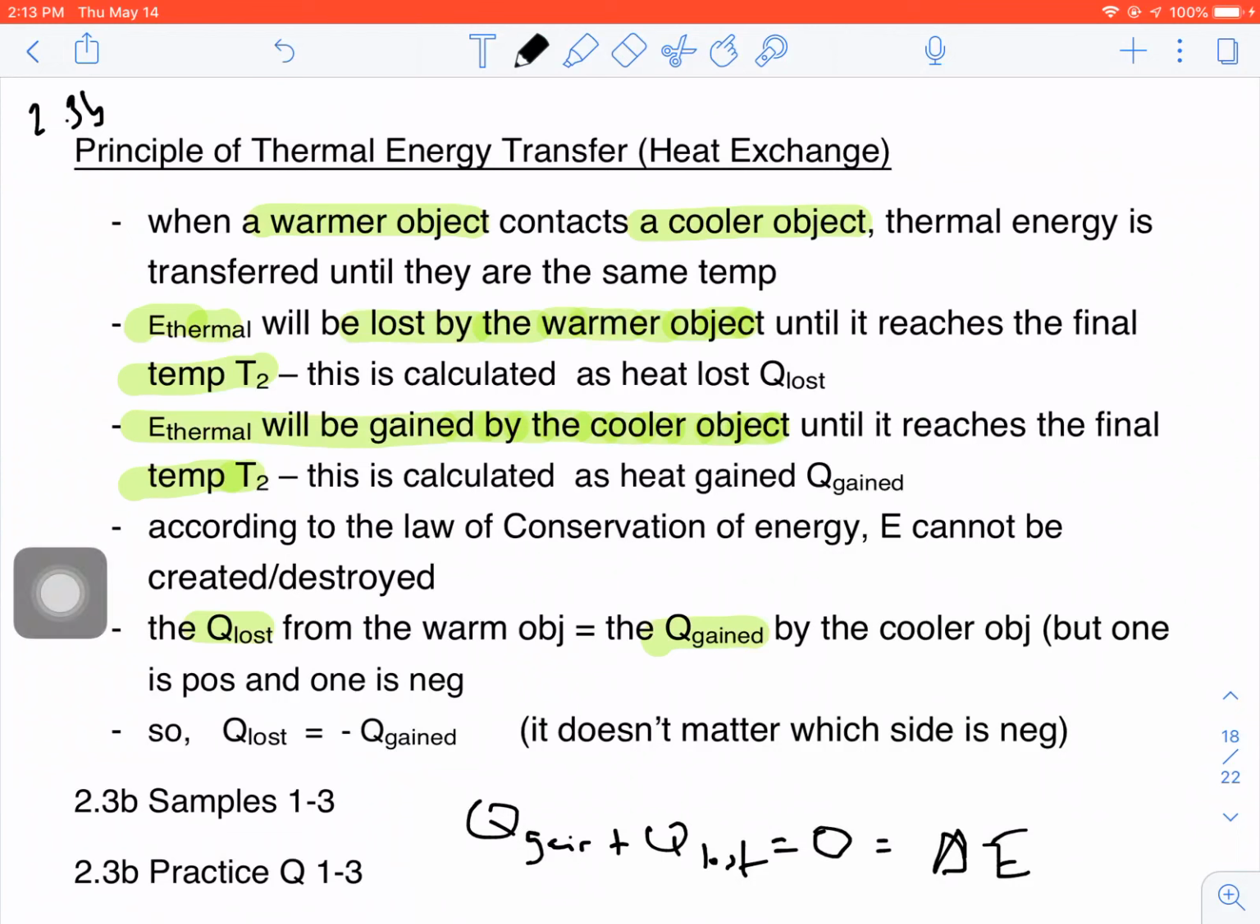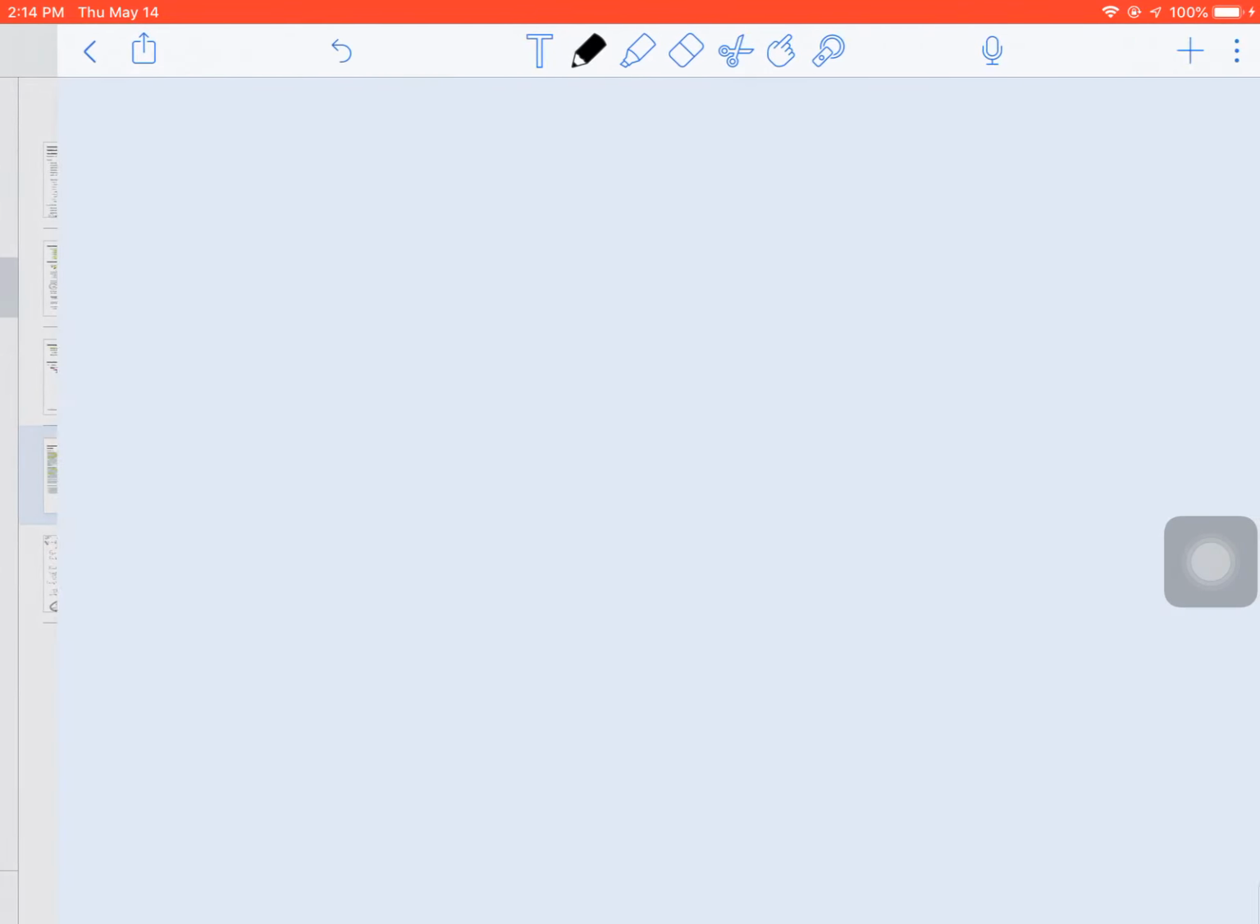Or if I rearrange that and take my Q lost to the other side, it becomes negative Q lost. So Q gained equals negative Q lost, or Q lost equals negative Q gained. It doesn't matter which way you do it. Okay, and that's it. So we're just going to be using mc delta T, except we're going to do it twice now.